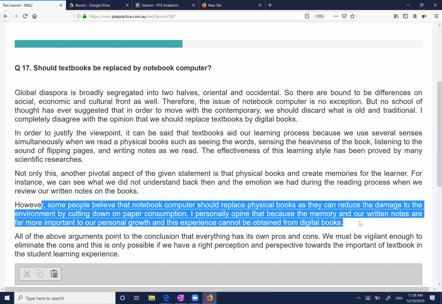In the number 3 paragraph, I'll say, however, some people believe private transport is good because you can go whenever you want, and as many family members can go. But on the other hand, I personally opine, you still need to pay for your parking, you need to pay for your petrol, and it also emits more greenhouse gases, which is not good for environment. So I acknowledge the other viewpoint and I prove it wrong. That is called rebuttal paragraph.